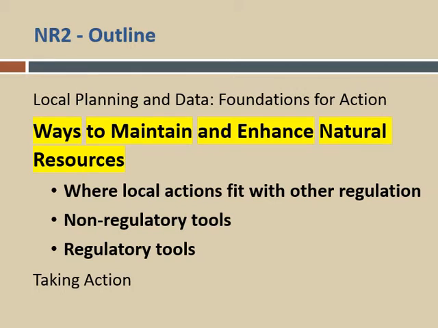We'll cover Module B in 3 sections. First, we'll talk about what certain state and federal regulations do and what they don't. And this will hopefully help you see the places where your local efforts can make a difference. Then we'll look at non-regulatory and regulatory tools you can use to advance your community values.